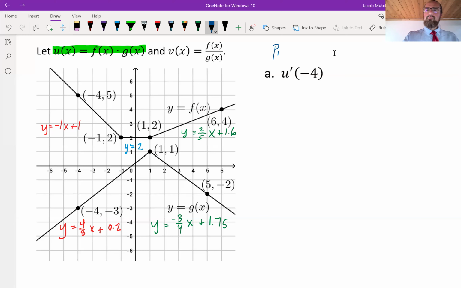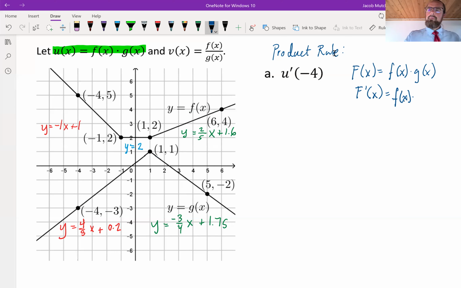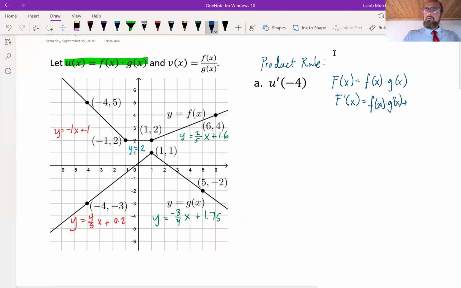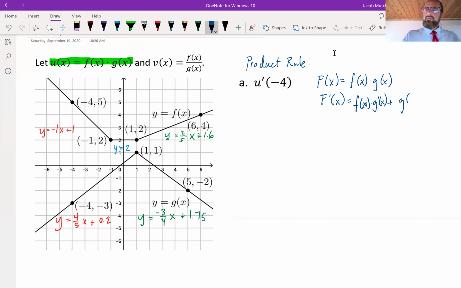So the product rule: if I've got a function big F of x that is small f of x times g of x, just like our u of x, its derivative, big F prime of x, is going to be little f of x times the derivative of g of x plus g of x times the derivative of f of x.